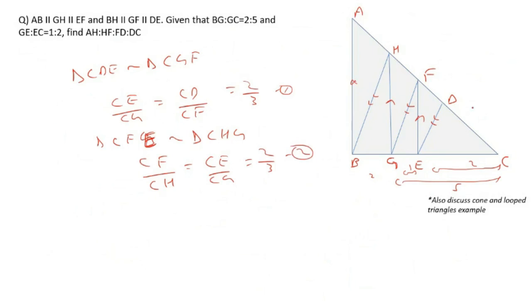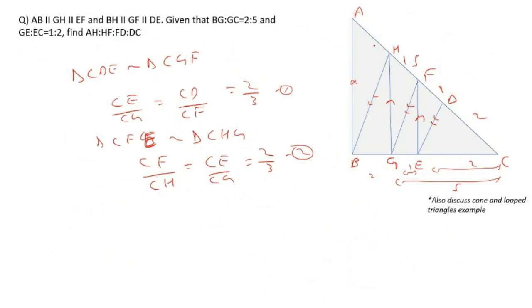If we were to take some dummy value, CD by CF we know is 2 by 3. So if CD assumed value is 2, then CF is supposed to be 3. So this would be 1. Now CF by CH is again 2 by 3. So CF is 3, and CF by CH is 2 by 3, so CH should be 4.5. So this is 2, 3, and this will be 1.5. So 3 is to 4.5 gives us the 2 by 3.